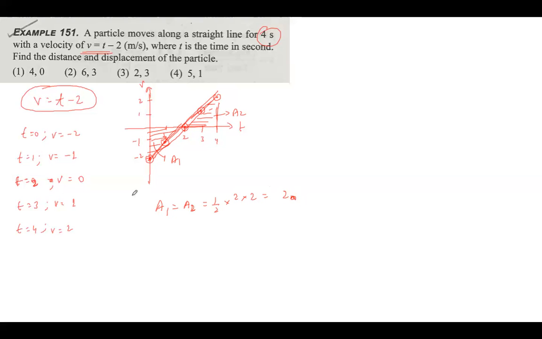एरिया 2 यूनिट्स हो गया, तो डिस्प्लेसमेंट निकालना है. डिस्प्लेसमेंट हो जाएगा A1 minus A2. A1 minus A2, that means 2 minus 2 is 0. And distance निकालना है. Distance is equal to A1 plus A2, which is equal to 2 plus 2, that is 4. So the answer is first option. Distance is 4 and displacement is 0. Is it clear to everyone?